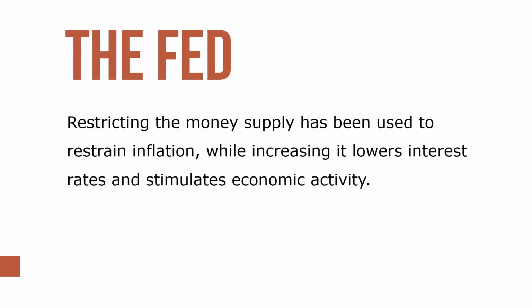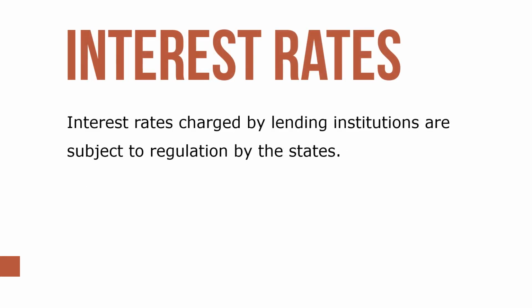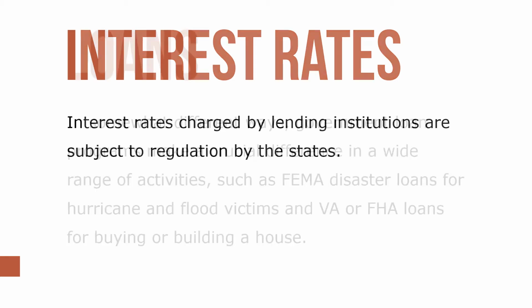Restricting the money supply has been used to restrain inflation, while increasing it lowers interest rates and stimulates economic activity. Interest rates charged by lending institutions are subject to regulation by the states. And as we've seen in recent years, the prime lending rate the banks make available to their borrowers influences business investment, new home construction, and financing of home mortgages.